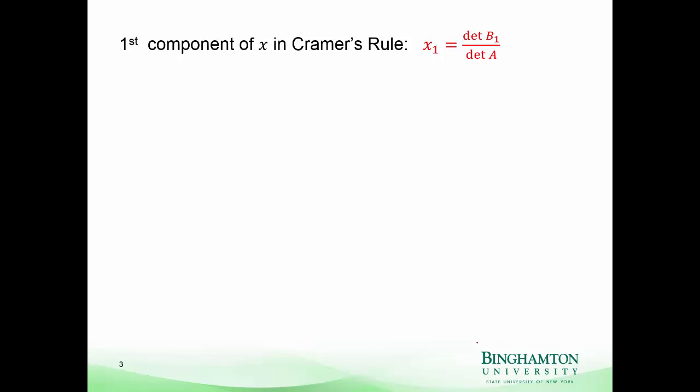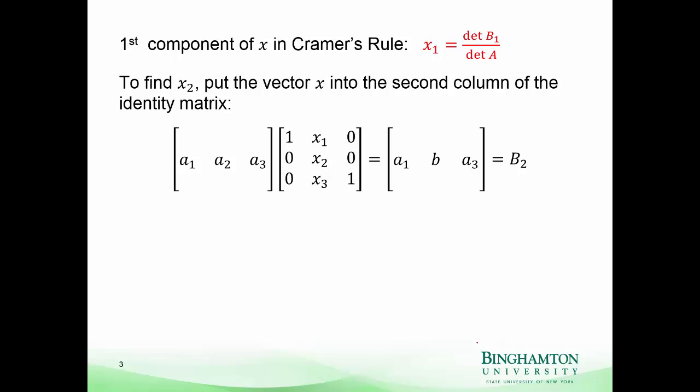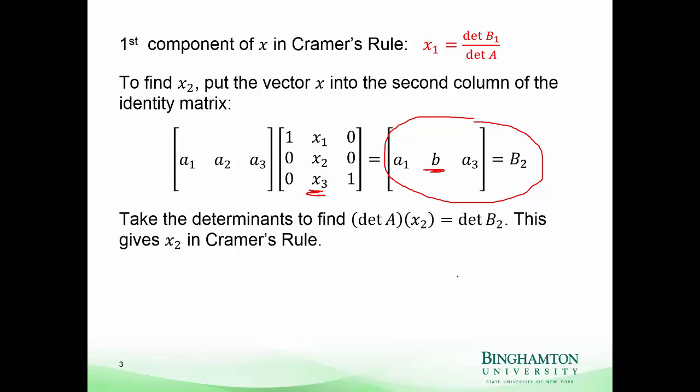So that first component of x via Cramer's rule is equal to that. We do the same thing, or similar, to find x2, except now we put b in the second column of this, so that becomes our B2. The 2 tells us where to put the b.